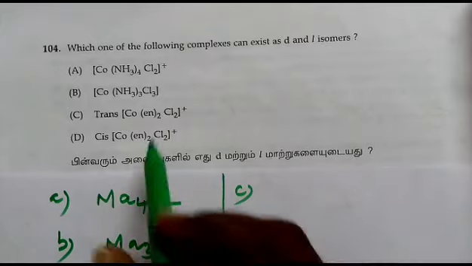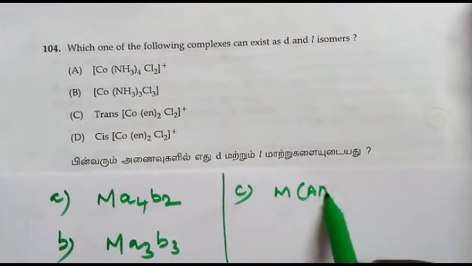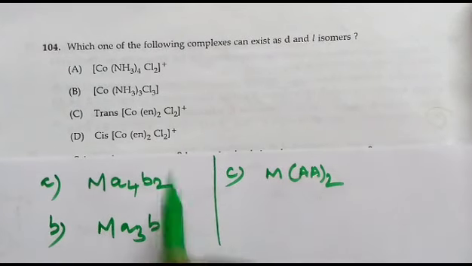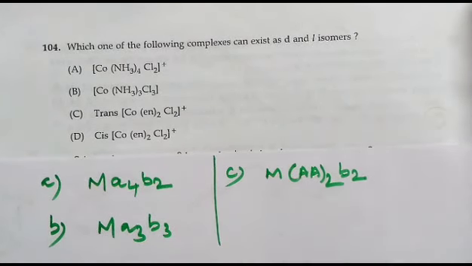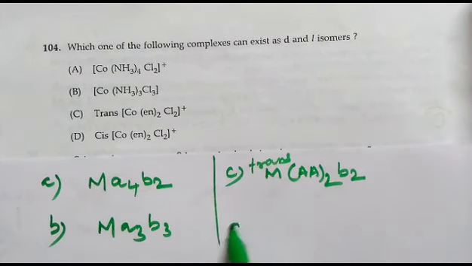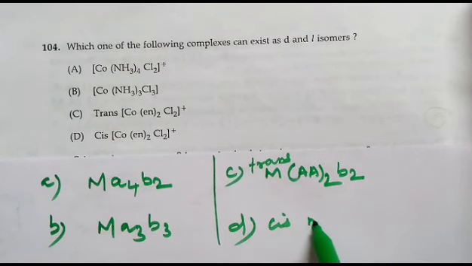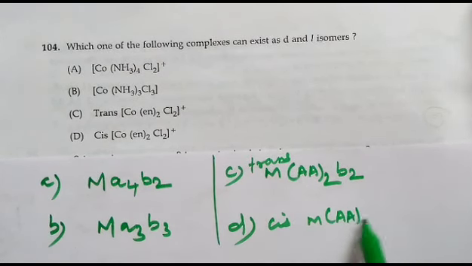trans cobalt diethylene, metal. Ethylene diamine means AA type twice, and Cl2, that is B2 type. This is trans. And D is cis, same complex but the cis one, cis M AA2 B2.